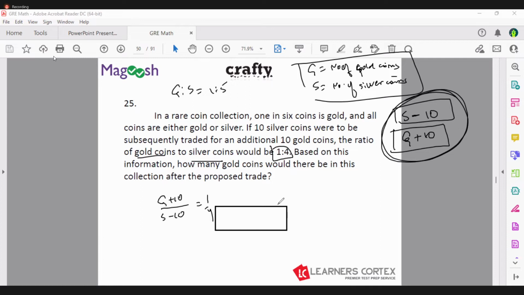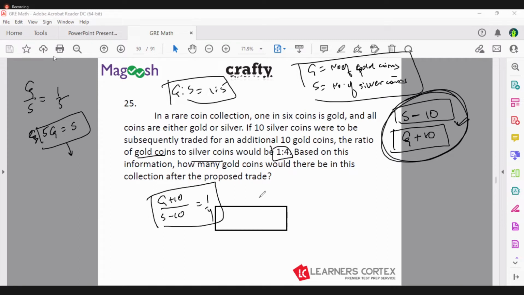Once the trade has been done, that means once the exchange has been done, how many coins are left? Now remember, since this ratio is given, this is basically G over S equals 1/5, or 5 times the number of gold coins equals the total number of silver coins. This is the value that we can use here. The first thing first would be cross multiplication.